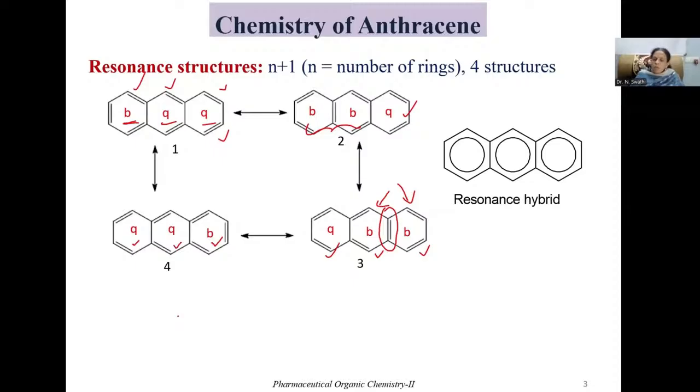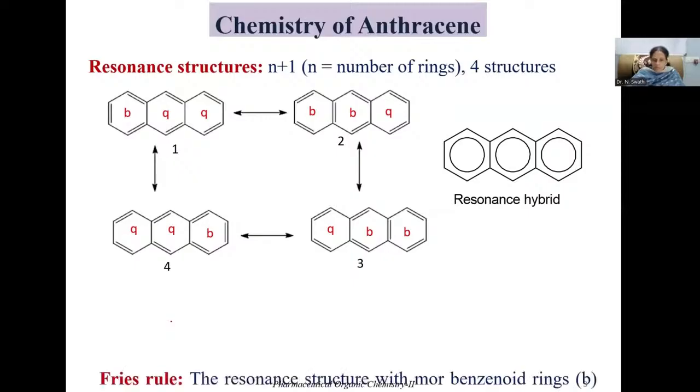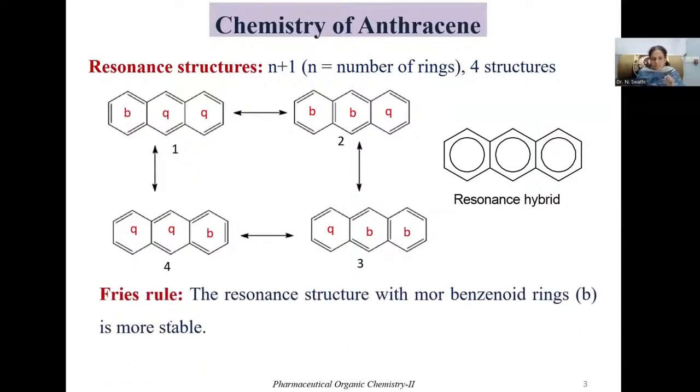So this is how each ring, whether it belongs to a benzenoid or quinonoid ring system, should be represented. Now there is a rule which states the stability of these resonance structures, known as Fry's rule. According to Fry's rule, the resonance structure having more benzenoid ring systems is more stable. As we know, benzene is a stable molecule because of the resonance phenomenon. So now out of these 4 structures, find out which structure has more benzenoid ring systems.